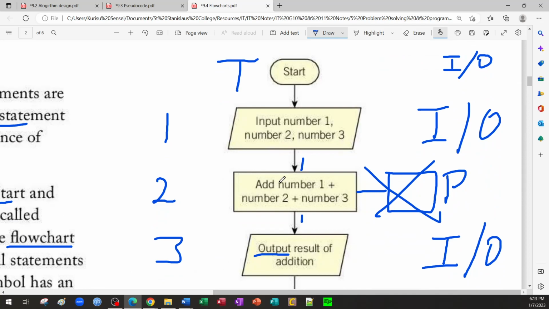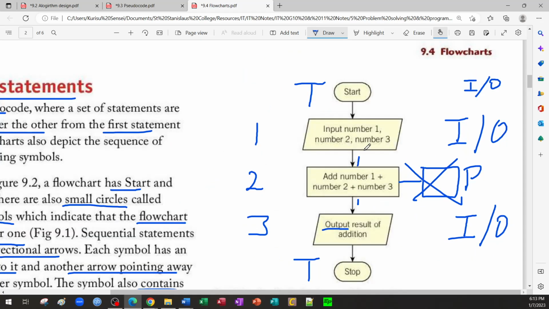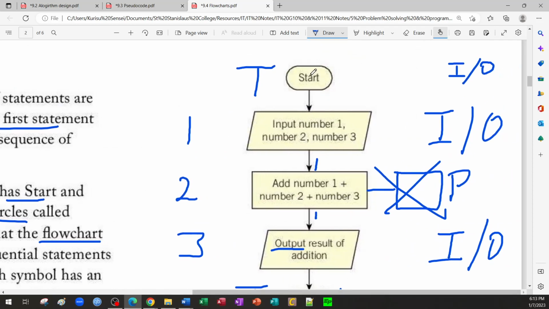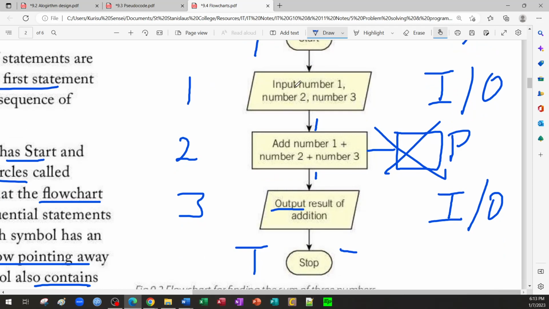So our flowchart now, at the top we have our terminal symbol or our terminator symbol, and that's indicating start, indicating where we started from. Our first main symbol after starting our flowchart is our parallelogram or input output symbol, which indicates we are putting data in or taking data out. In this case here, because we have the keyword input, we are putting 3 values into the 3 variables number 1, 2, and 3.